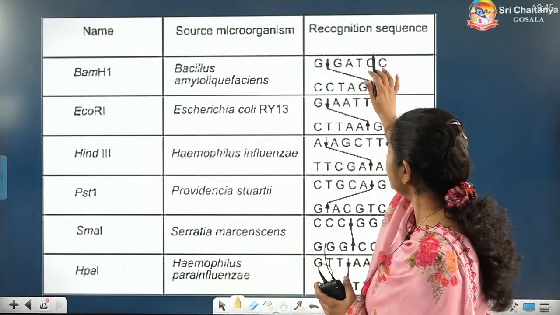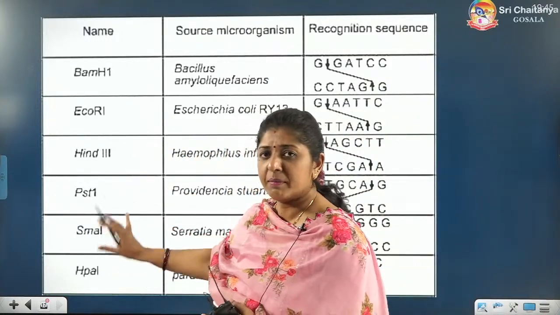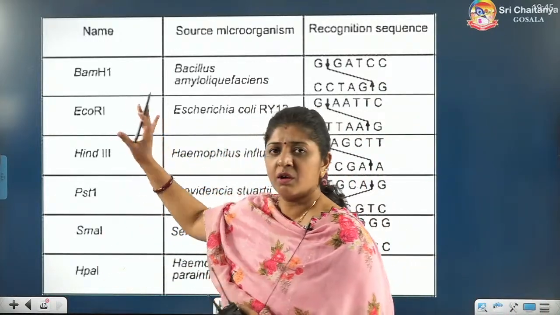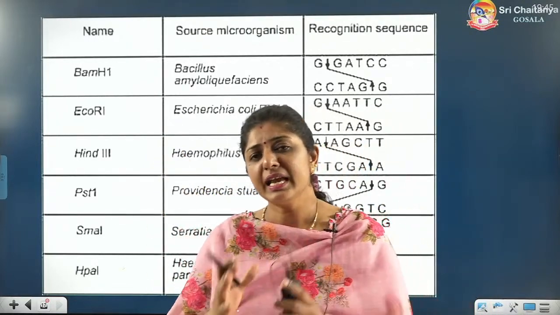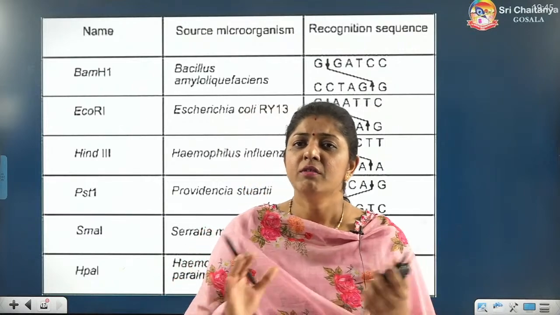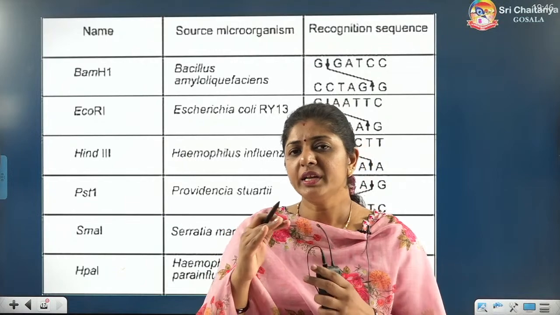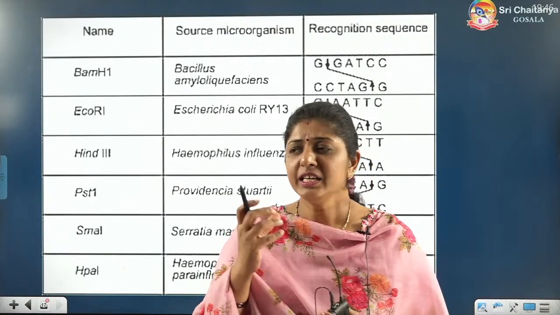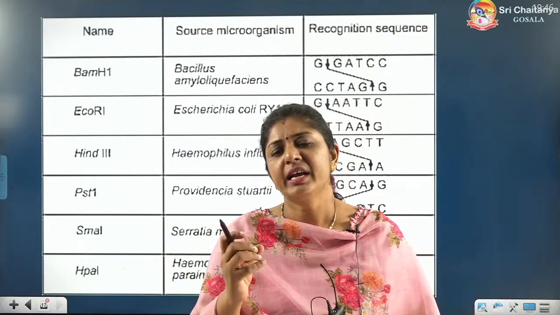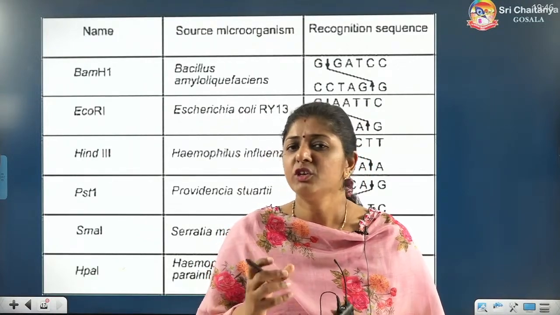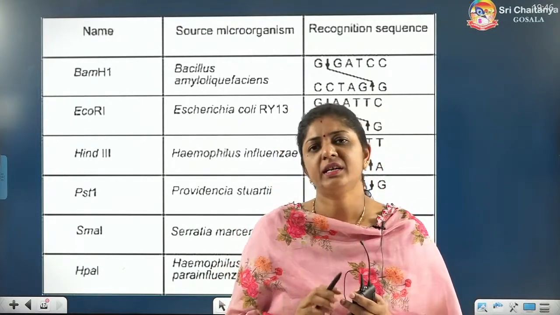So based on the recognition sequences, we have the enzymes. But whatever enzyme you use for the source DNA, you have to use the same enzyme for the vector DNA as well. This is more important, only then will you get the sticky ends. And it is not always that we get sticky ends with unpaired nucleotides. When will you get unpaired nucleotides? When it is cutting away from the center.